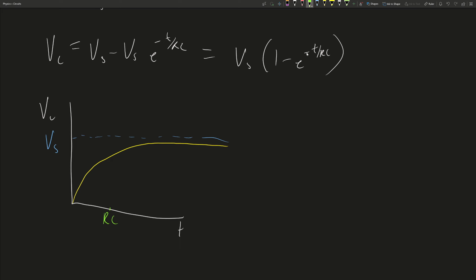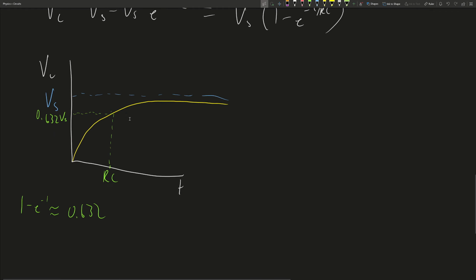And so when t equals RC, we see that this is just e raised to the negative 1 power. And that means that after RC seconds of time, the capacitor is going to be at roughly 0.632 of Vs, or 63.2% of Vs. And that comes from the fact that 1 minus e to the negative 1 is about 0.632.